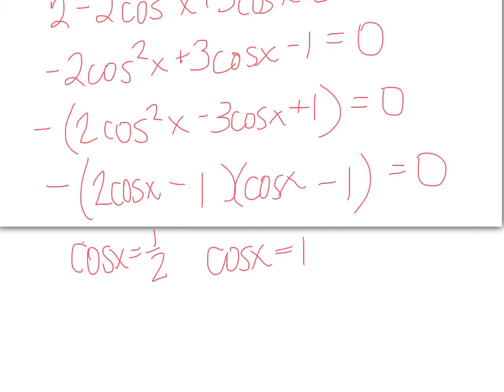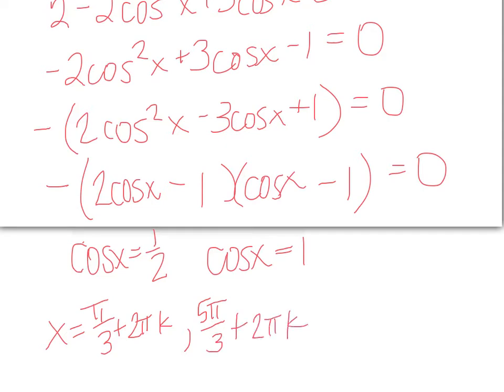So we need to find where cosine equals 1/2. Well, that's my short side, so that's going to be at x equals pi over 3 plus 2 pi k. So that's quadrant 1. It's also going to happen in quadrant 4. So 1, 2, 3, 4, 5. So 5 pi over 3 plus 2 pi k.